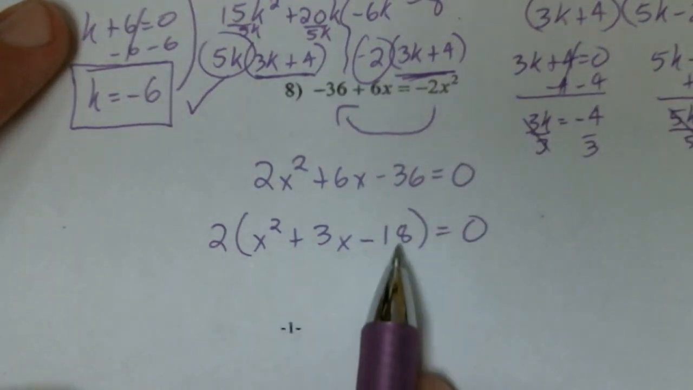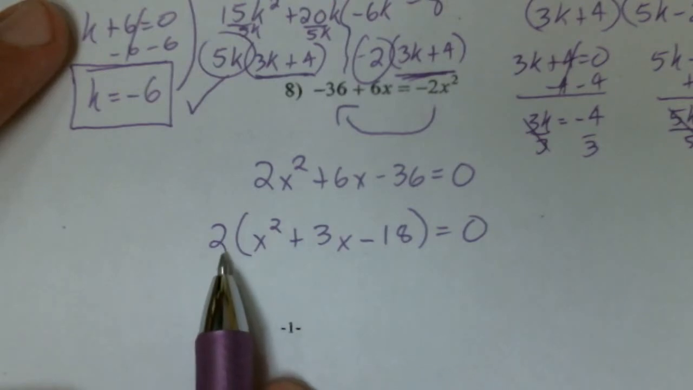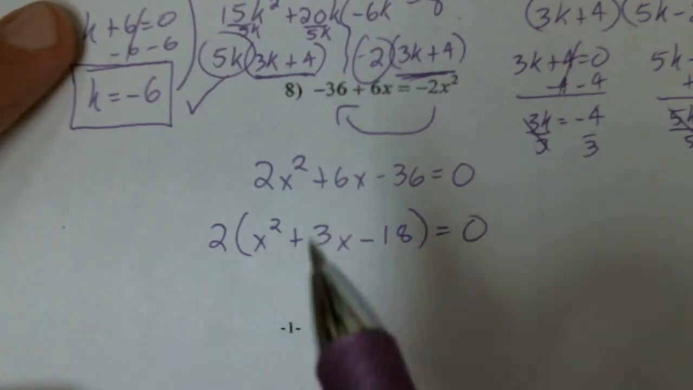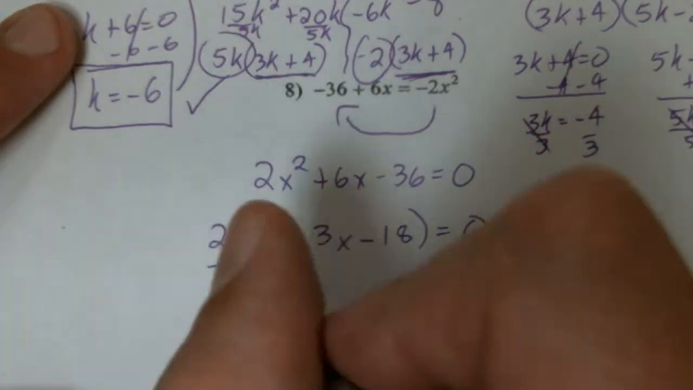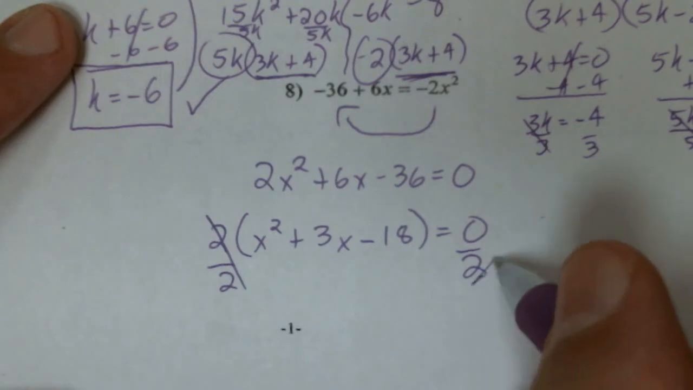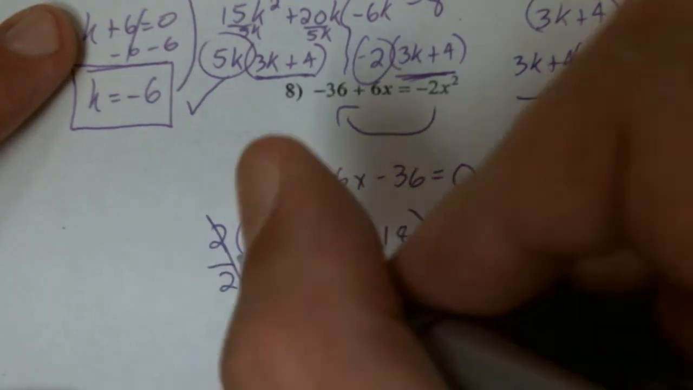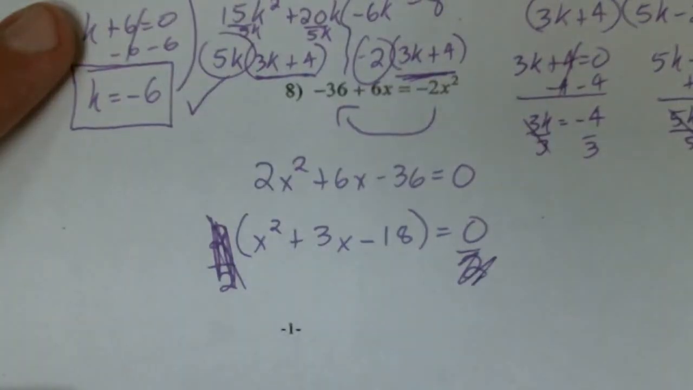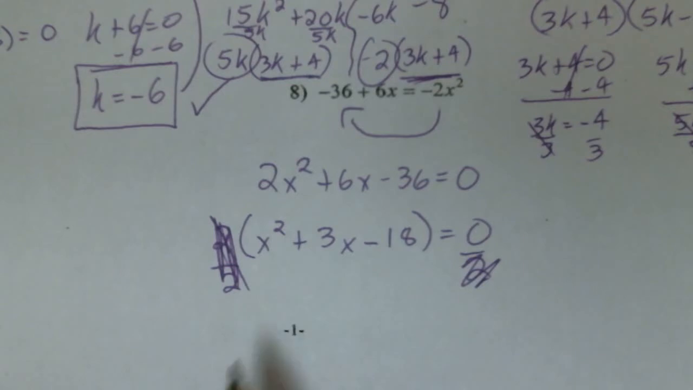Now this is a trinomial where a equals 1. And you might be asking, well, what happens to this 2? Where does it go? It disappears. If I divide both sides of the equation by 2, 2 over 2, that's just 1, and 0 over 2 is still just 0. So whenever you factor out a GCF in these equations, it just disappears, okay? Unless there's an x, okay? If you factor out an x, that's different. But if you just factor out a constant, that constant just disappears.